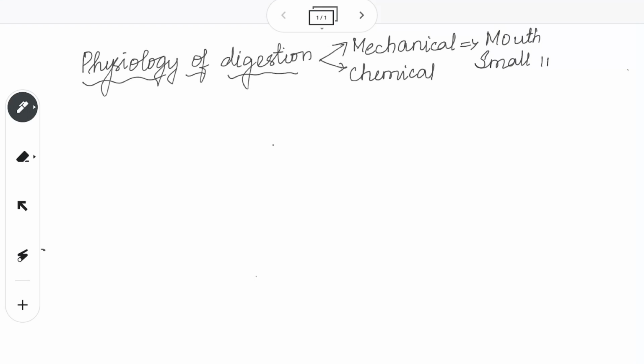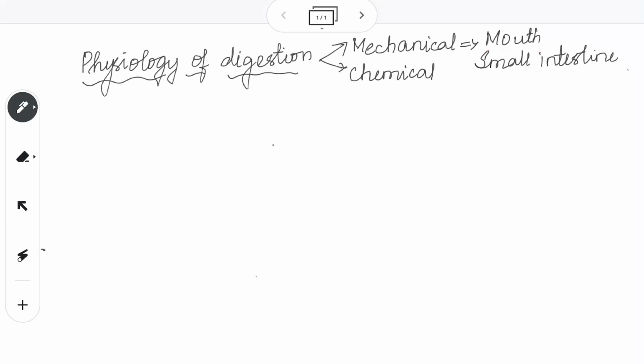That itself will be understood. Now, this physiology of the digestion mechanism is being carried out in two different ways. One is the mechanical way and the other one is the chemical way. Okay, now the mechanical method of digestion majorly takes place in our mouth and as well as in the small intestine. Small intestine. So this is very important to remember. Questions will definitely come. Which are those two locations? One is the mouth, the other one is the small intestine.